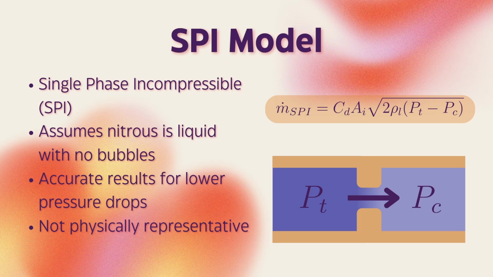This is pretty standard with just liquids. It assumes that the fluid's incompressible. All of these don't really assume any losses from friction or anything like that. This is actually accurate for lower pressure drops and with some kind of discharge coefficient that makes it work. But this is not at all physically representative of what's actually happening.